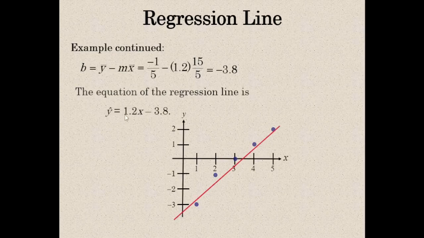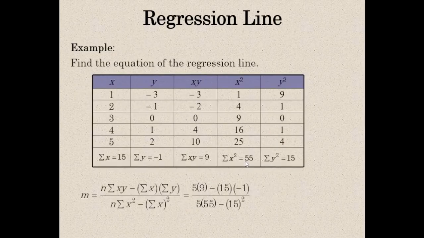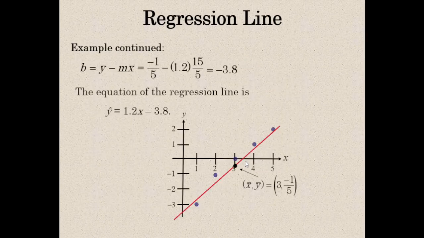By this equation of the regression line, you can plot it. Here the blue dots are the actual values of x and y, and this red line is the line of regression. Okay, so this is the equation of the regression line, and over here this is my x bar, y bar point, the mean point.